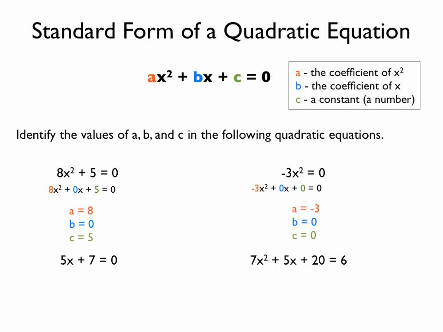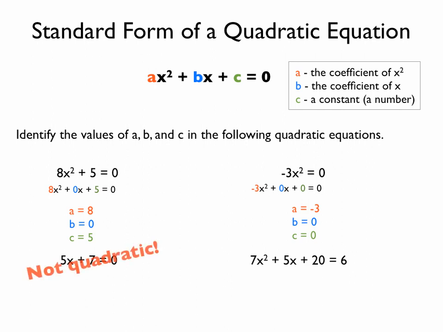Let's take a look at the next one, 5x plus 7. Now you might have been tempted to write 0x squared as your first term, but you should have realized that this has no variable squared. Quadratic equations always have a variable squared. And you should recognize this as a kind of equation that you've seen before. This is a linear equation. Therefore, it's not quadratic. It's not in the standard form of a quadratic equation. So there's nothing to do.